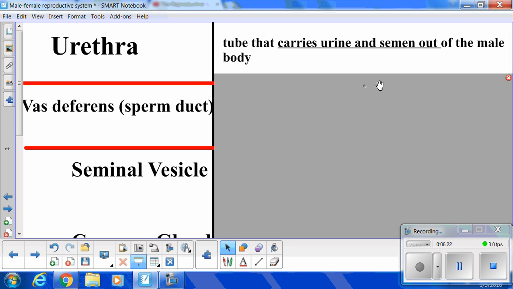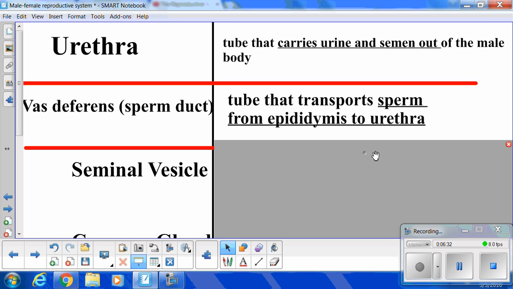The vas deferens, again, or the sperm duct, is just the tube that leads from the epididymis to the urethra, so it will transfer the sperm out of the body for the male.